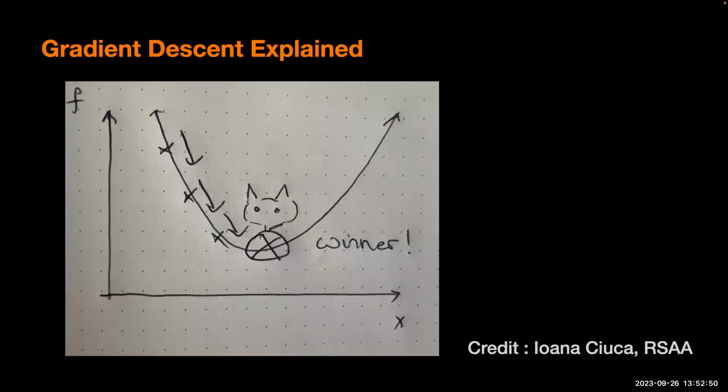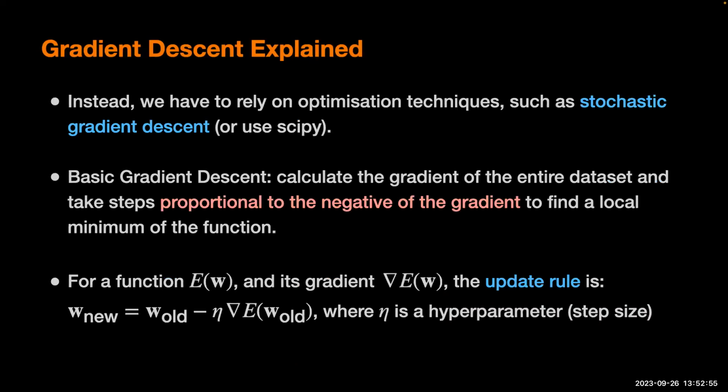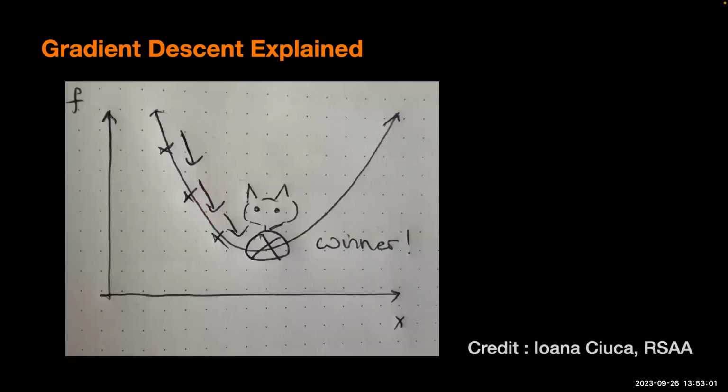And how fast I should take the step, of course, is a choice. So this comes back to the hyperparameter here called eta. And this is, of course, something that you need to tune, because if you take too big a step, poof, you overshoot. But if I take too small steps, then it will take forever to get to the minimum point.